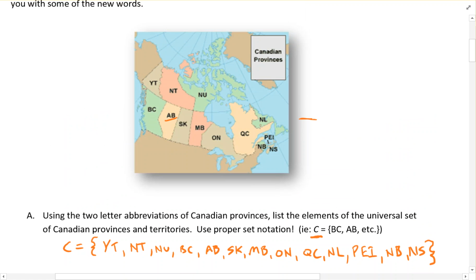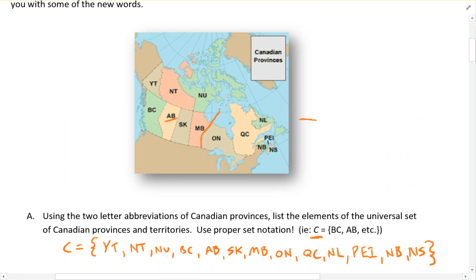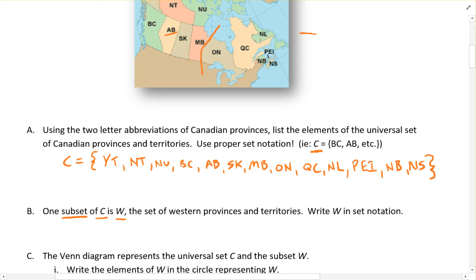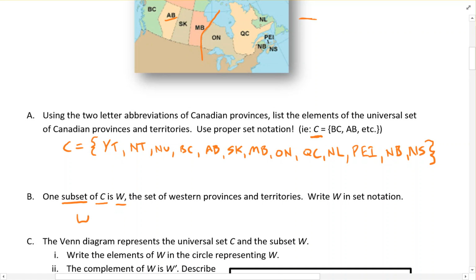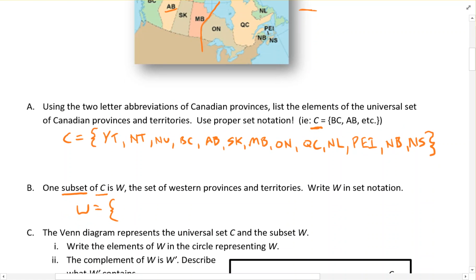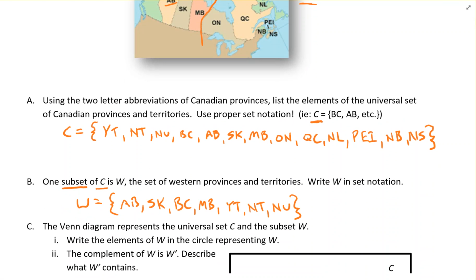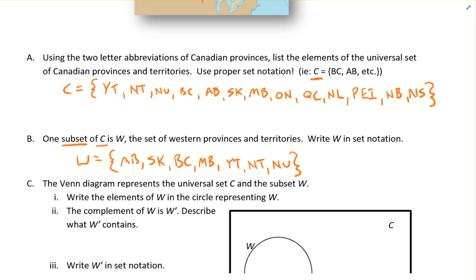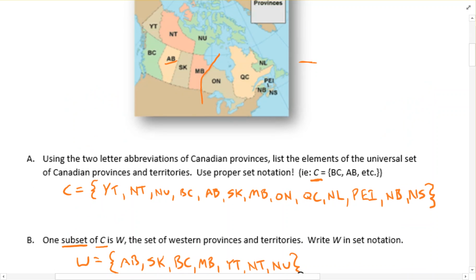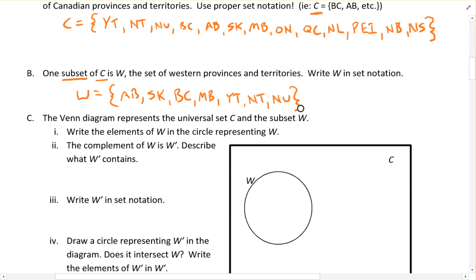So we're going to call Western provinces from Manitoba over. Now you just write it the same way. W is going to just be all of our Western provinces and territories. Okay, so that's it. That's our set of Western territories. So not too bad so far, right? We're just kind of making groups of things is all we've really done so far.